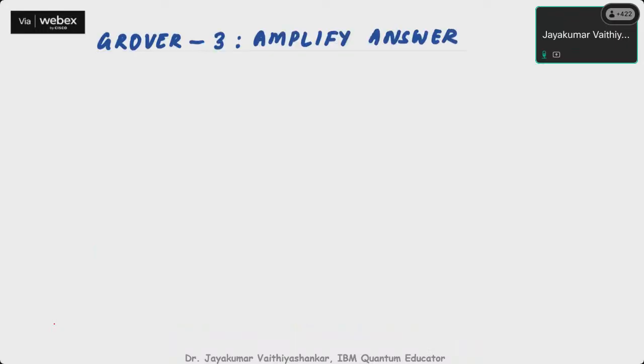So our goal is to amplify the correct answer. There are two possibilities: you need to increase the amplitude of the correct answer, or you need to decrease the amplitude of the wrong answer.